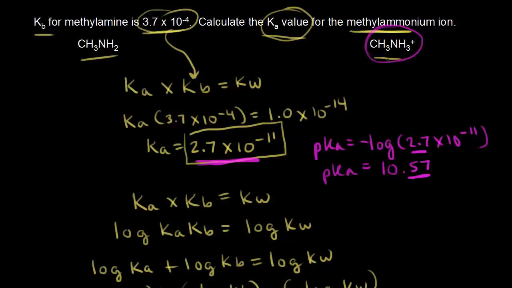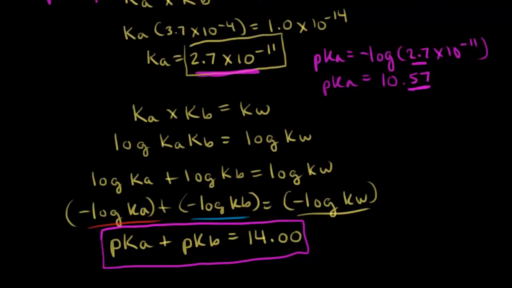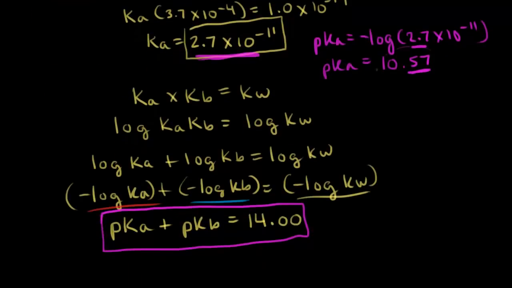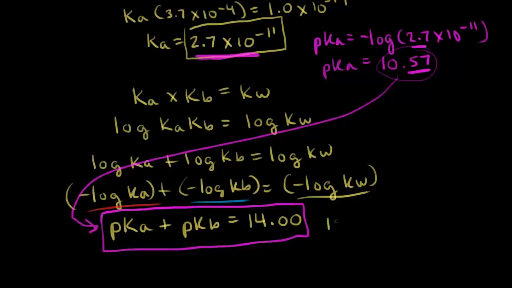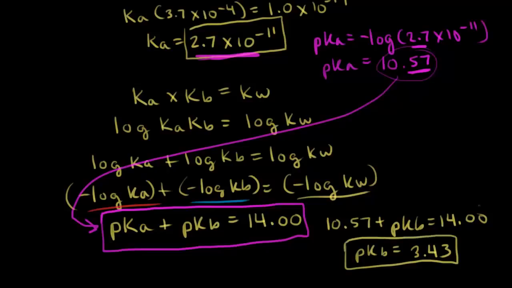So let's say you were given the pKa for the methyl ammonium ion and asked for the pKb for methylamine. Right, so what is the pKb for methylamine? All we have to do is plug into our equation. Right, so 10.57 was our pKa value. So let's go ahead and write that in here. So we have 10.57 plus pKb is equal to 14. So when we solve for the pKb, that would give us 3.43. So the pKb is equal to 3.43.